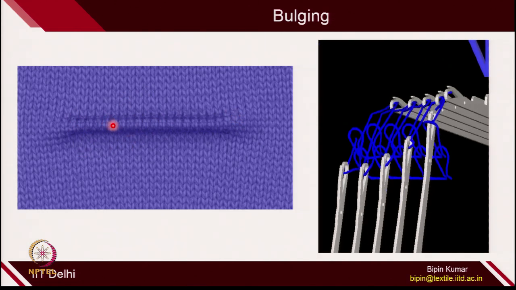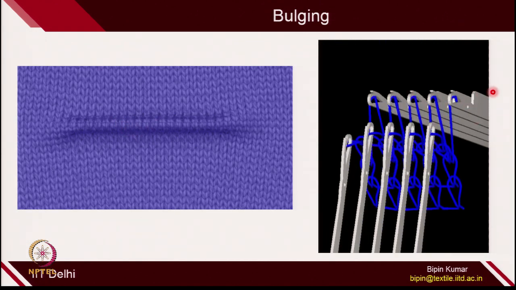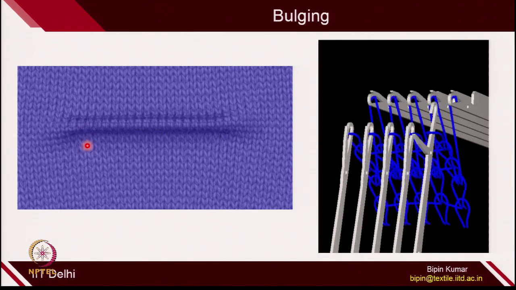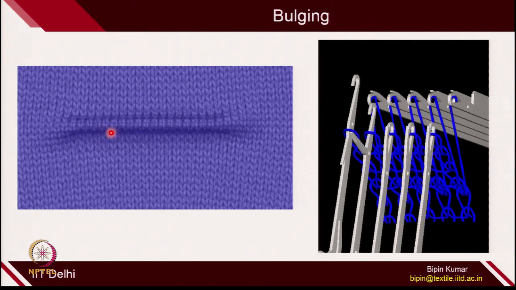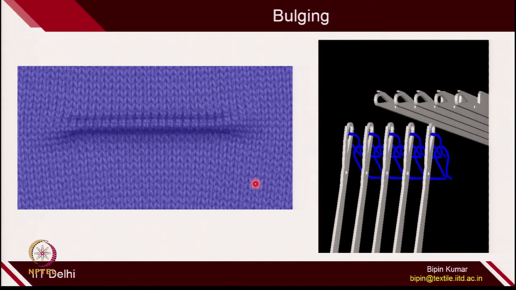All the front loops that you have created multiple times while keeping the back bed idle actually come above the surface, because there is only one held loop on the back side. If you see the back side, only one held loop is actually creating multiple courses. So, whatever is at the back of this held loop comes out from the surface. This is called bulging of the fabric.